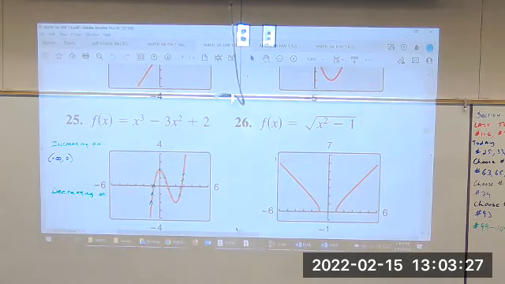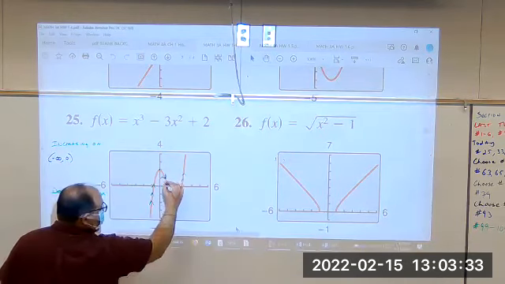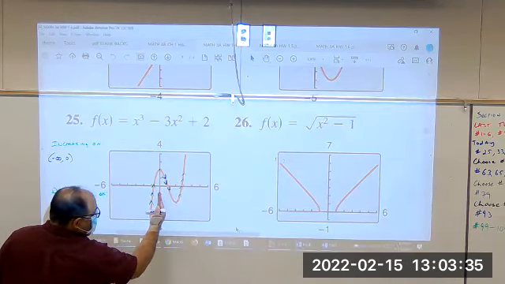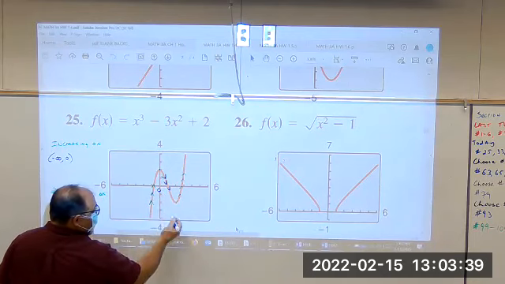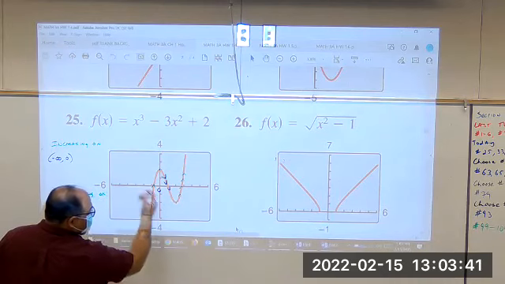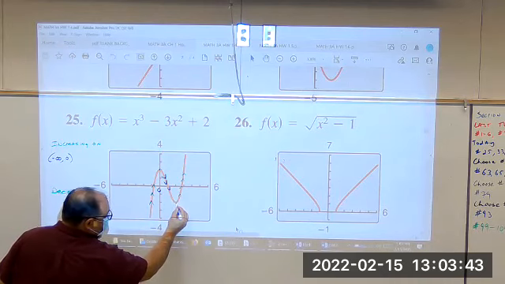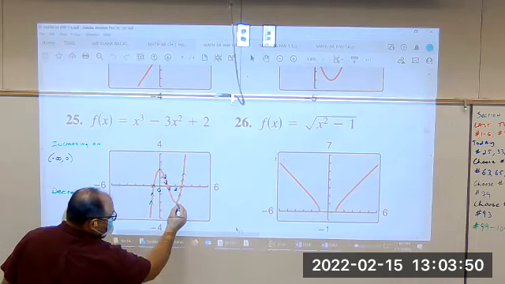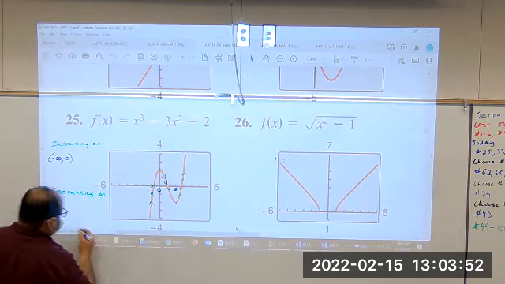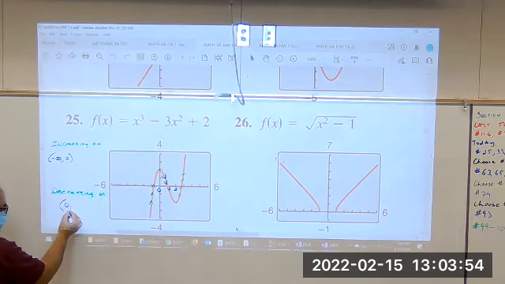Open means parentheses, open interval. Closed means bracket. And then we decrease. We're going down. So it's decreasing from this x value, which is 0, and it decreases until we get to this point, which is what x value? 2. So from x equals 0 all the way to 2, it decreases. Open interval from 0 to 2.